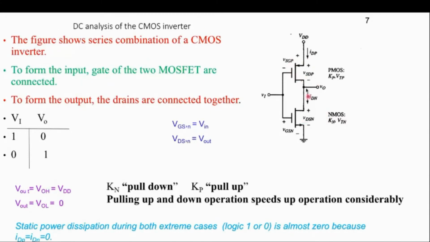Similarly, when this is high, this is off, and whatever capacitance voltage, charge, is at this particular point will be drained through this NMOS. Because this charge is being discharged through this path, we are actually pulling down the potential. So this is called the pull-down network. This is the pull-up network. This is the pull-down network.